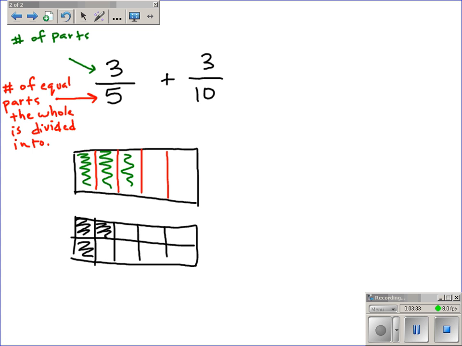Okay, now I want to add these together, but it gets a little complicated because the size of my piece is not the same. So what I'll need to do is to change my fifths into tenths, or to find some way of making the same size of piece. So if I cut my fifths each in half, so now that I have tenths, I have, let's see here, 1, 2, 3, 4, 5, 6, 7, 8, 9 tenths.